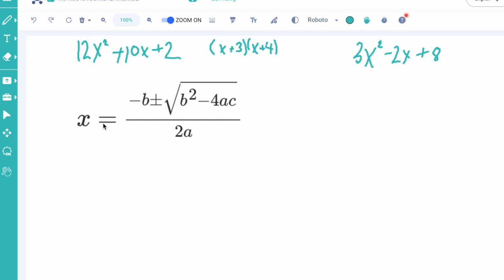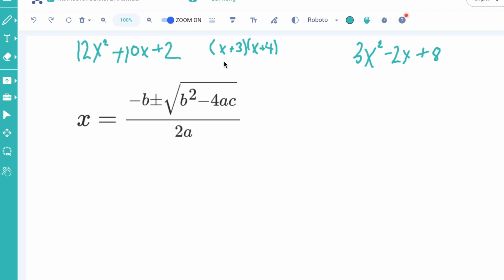formula. Now, I learned this song to the tune of Pop Goes the Weasel, but I'm also going to share another link to another one. So the quadratic formula to the tune of Pop Goes the Weasel is x equals negative b plus or minus the square root of b squared minus 4ac all over 2a.